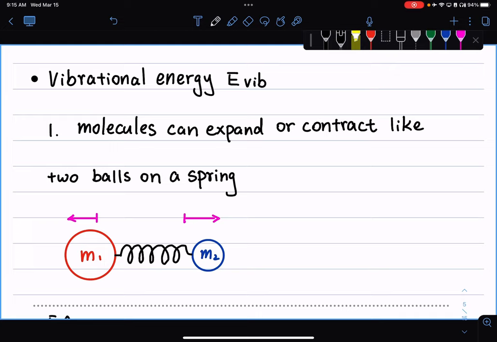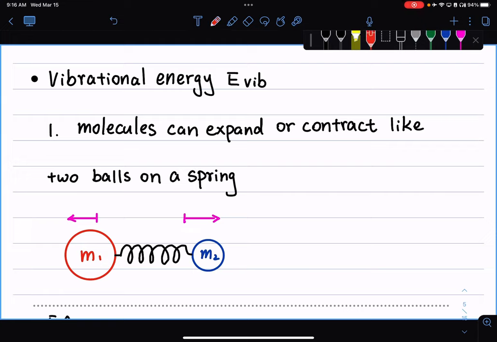So what does it mean by vibrational energy? Here is a quick illustration. The drawing is not perfect, but you can imagine a chemical bond that's connecting atom A and B. In that diatomic molecule, this molecule can expand or contract like two balls on a spring. So it's not a rigid stick connecting the two atoms. Rather, it's more like a spring. It can compress or it can elongate.